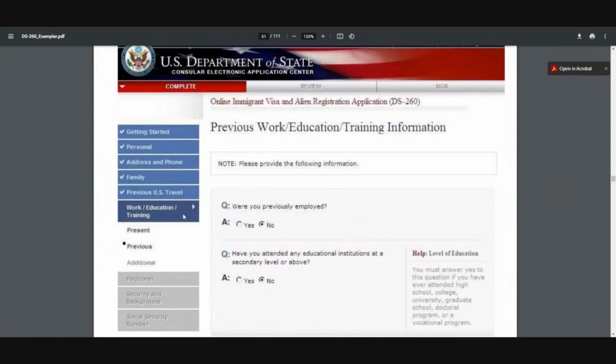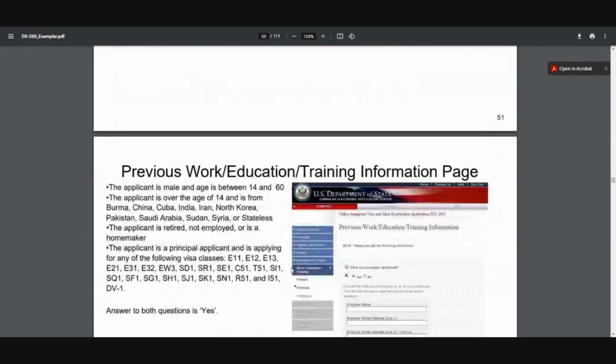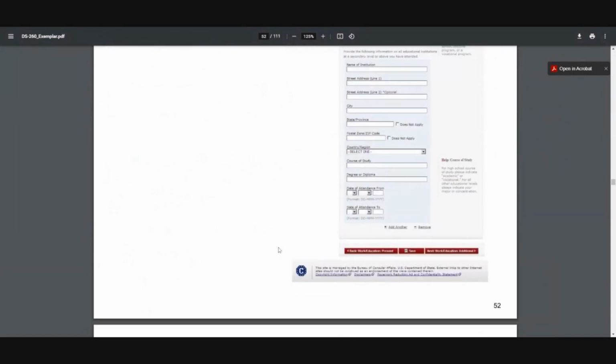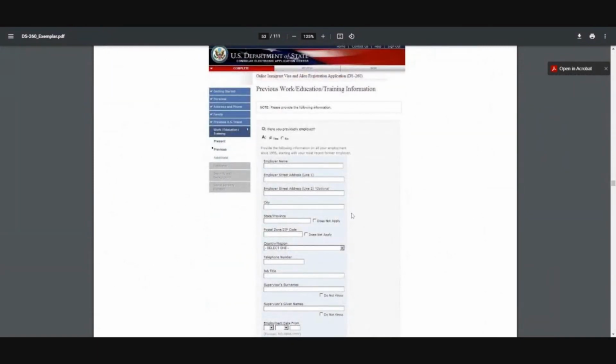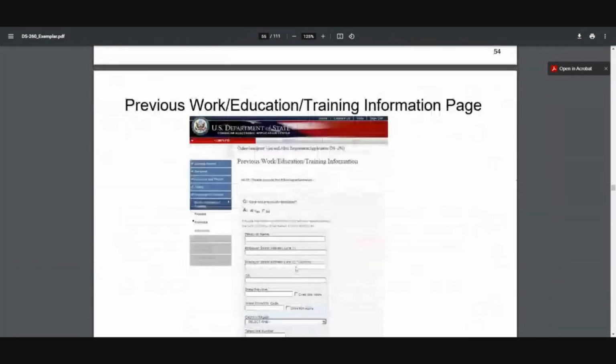If you had been employed, you will let them know here. And also, have you attended education institutions? Have you gone to any college, university? Tell them there. You have to have supporting document. So you write there. It's a very, very long form. Were you previously employed? Indicate there and give supporting documentation. Very, very important.